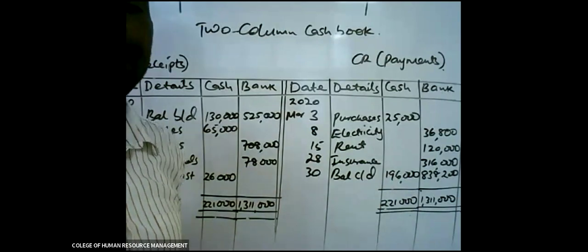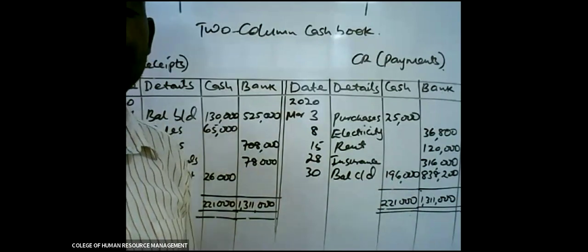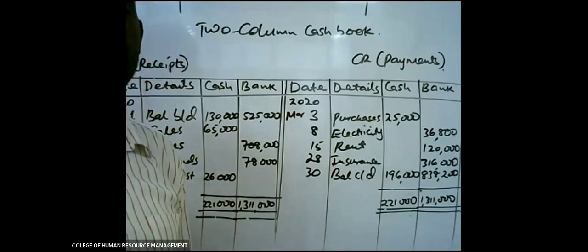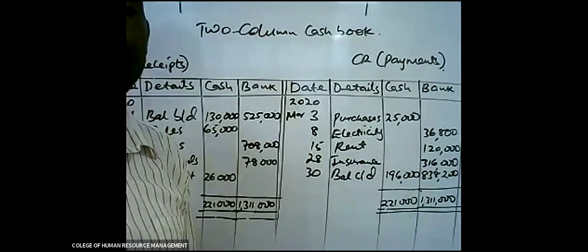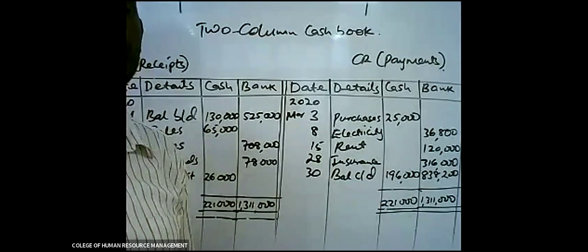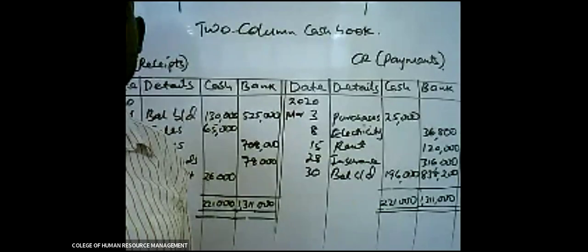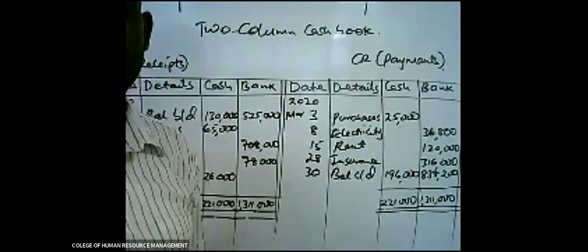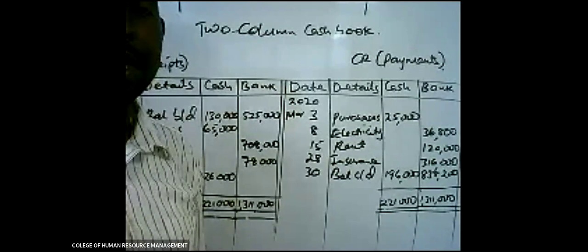Do you have a question? We still need to do the 3-column cash book and also the petty cash book. But I feel like we cannot do a question using the minutes. Hello, Wangari.